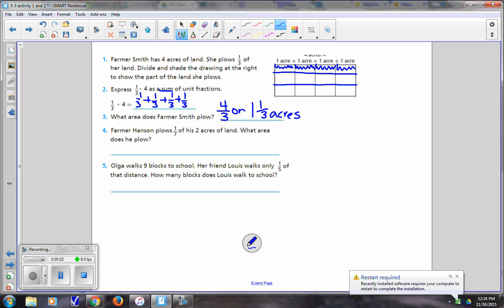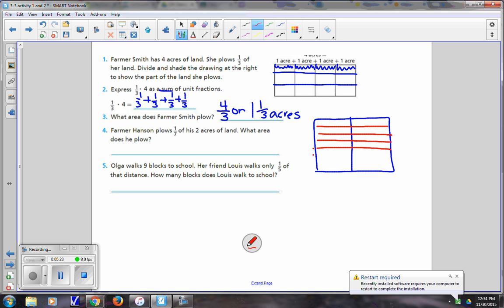Now, Farmer Hansen has 2 acres. Okay. What area does he plow if he plows 1/7? So I need to 1, 2, 3, 4, 5, 6, 7. 1, 2, 3, 4. So you have 7 parts there. Now, if he plows 1/7 of his whole 2 acres of land, what area does he plow?